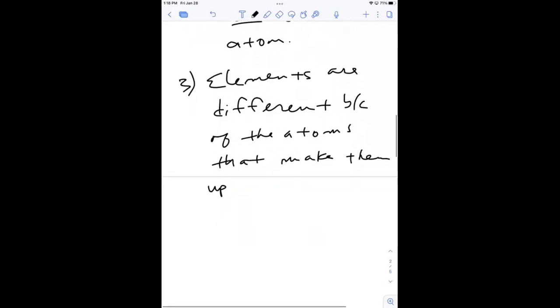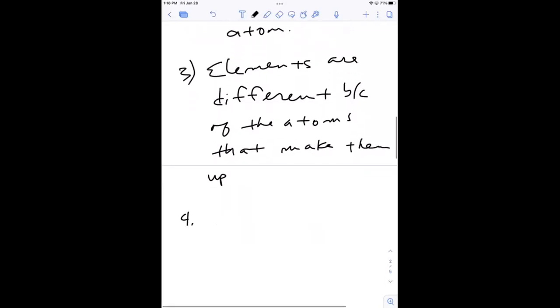And then the fourth part of the theory says that when you start adding atoms of different elements together to make compounds, these atoms combine to make compounds.